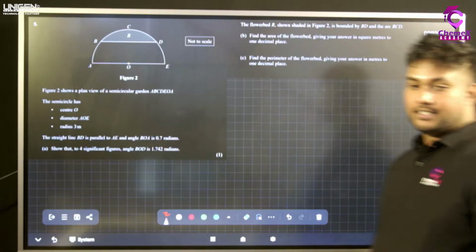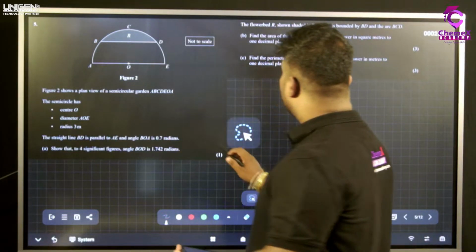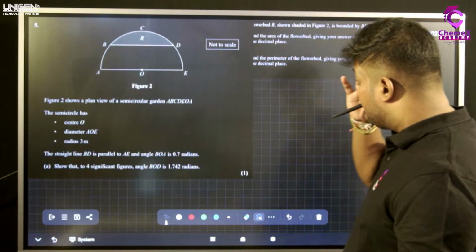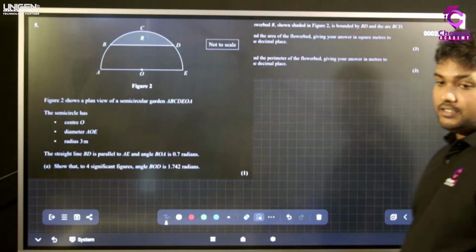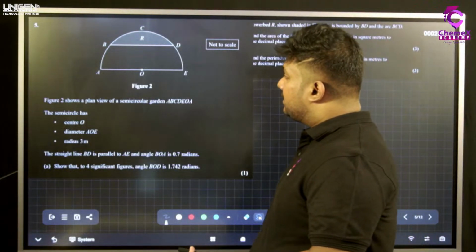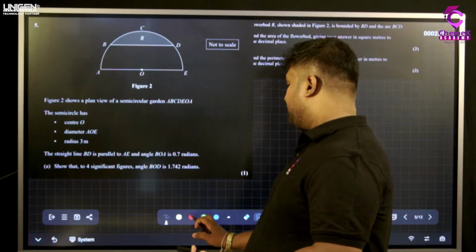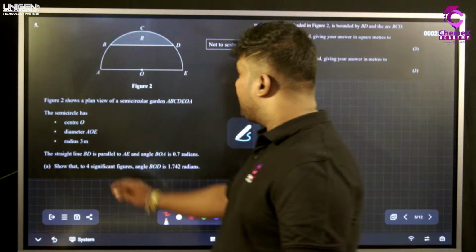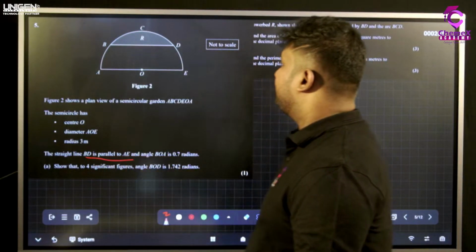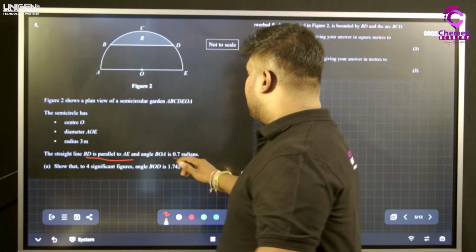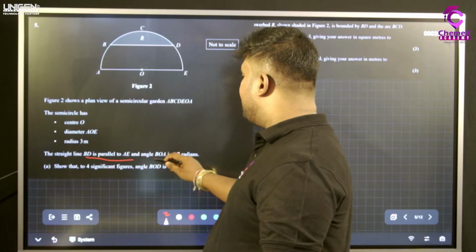Alright, so that's also, I need to make it a bit larger. So in this question, what are they asking? Figure 2 shows a plan view of a semicircular garden. Straight line BD is parallel to AE. BD is parallel to AE. These two lines are parallel. And they say the angle BOA.